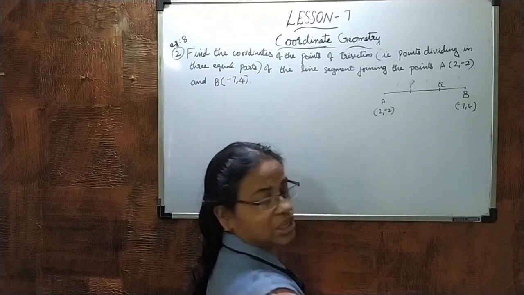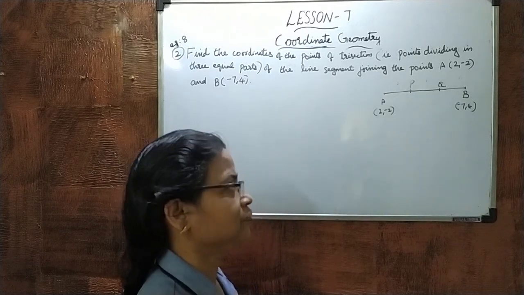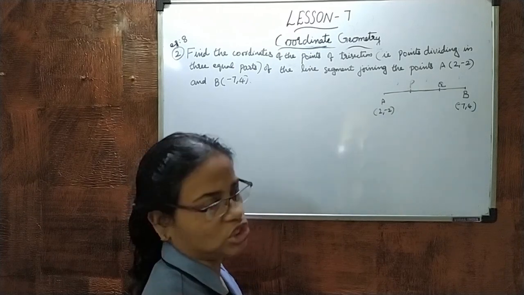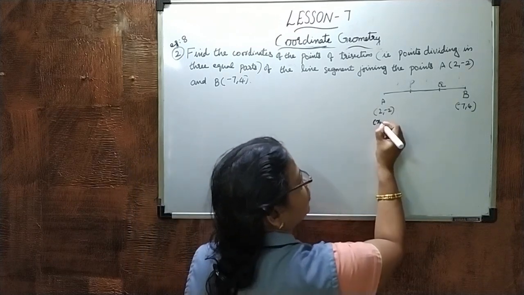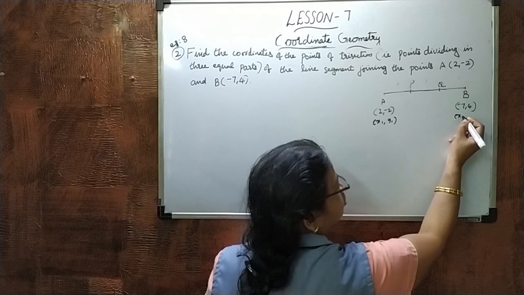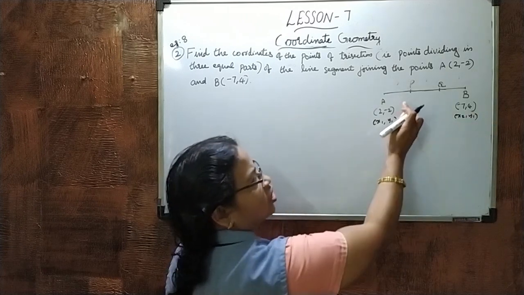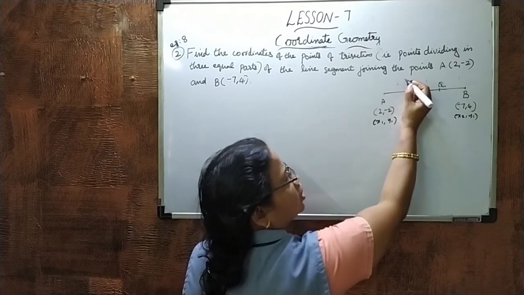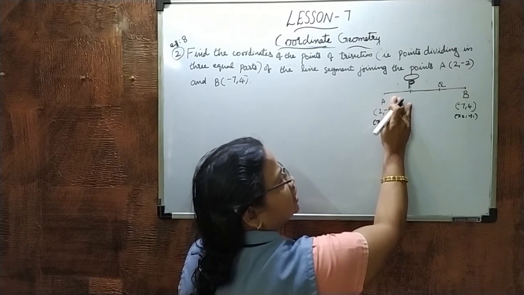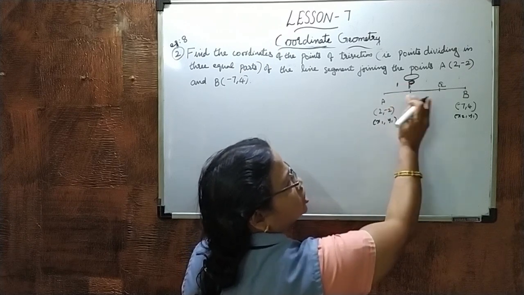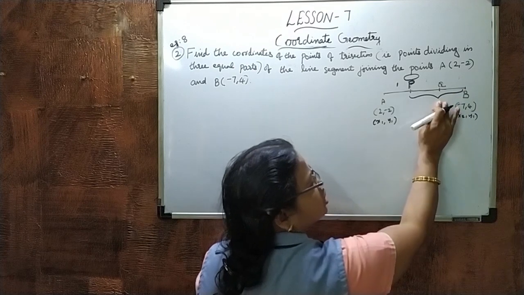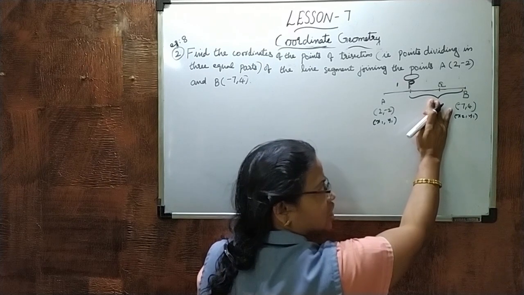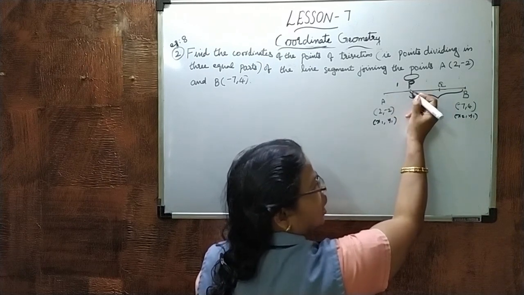Then what you have to find out? First you have to find out the coordinates of P. How will you find out? Here this one is x1, y1 and here it is x2, y2. We want to find out the coordinates of P first. For this, we will take the ratio as 1 is to 2, because here 2 equal sections are there, AP and PB.